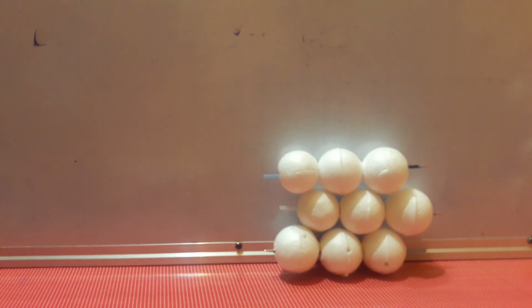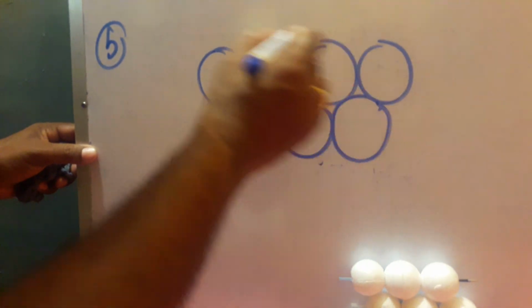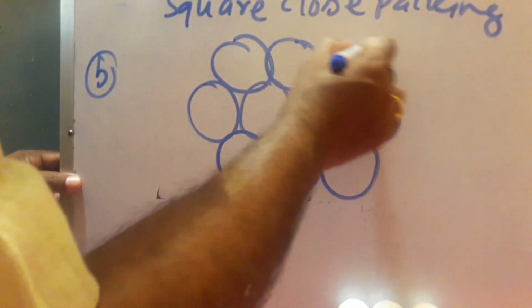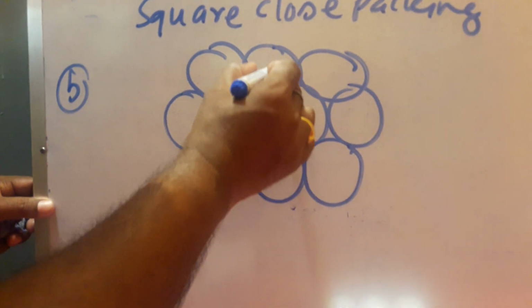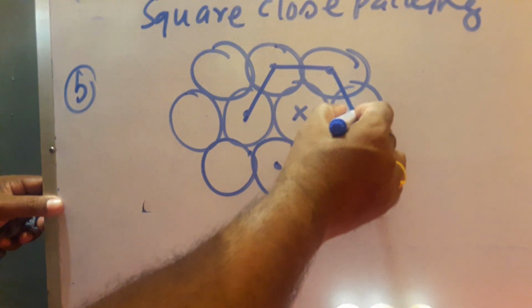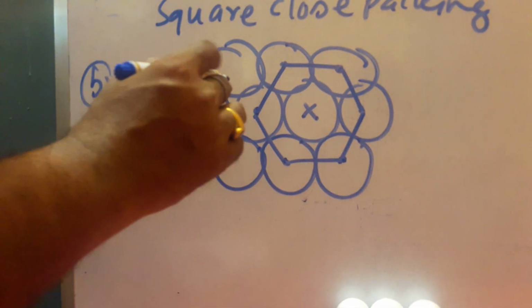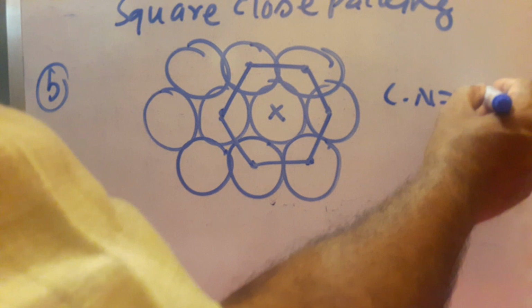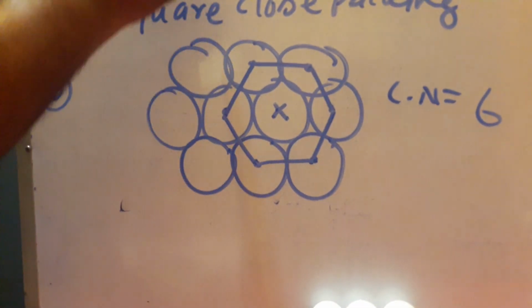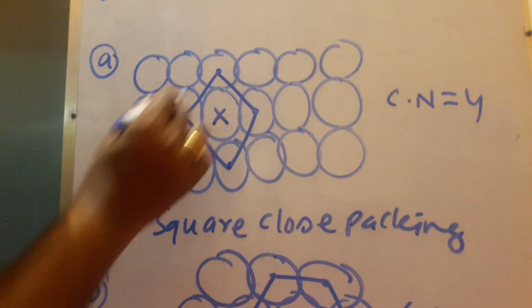In this case, this point is joined to 1, 2, 3, 4, 5, 6 other spheres. The same thing you can see here: this point is joined to 6 other points. When you join the centers, you get a hexagonal structure. This is called hexagonal close packing in two dimensions. Its coordination number is 6 because it is attached to 6 other spheres. In square close packing, the coordination number is 4 because it is attached to 4 other spheres.